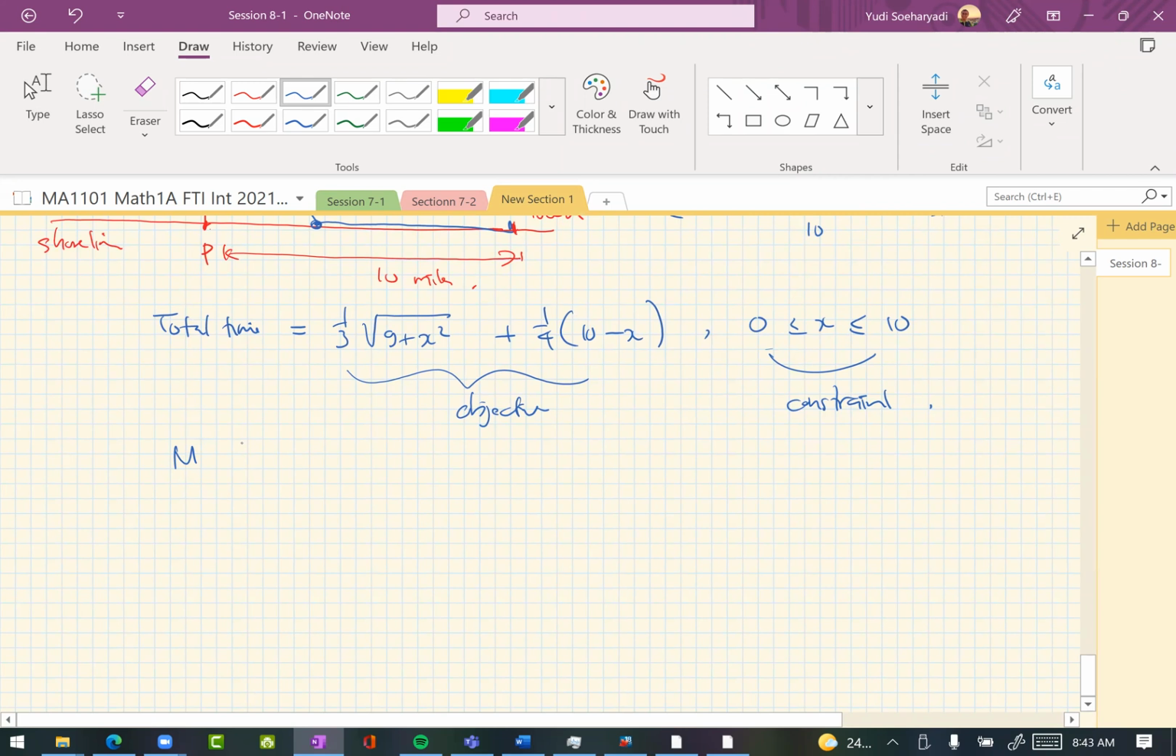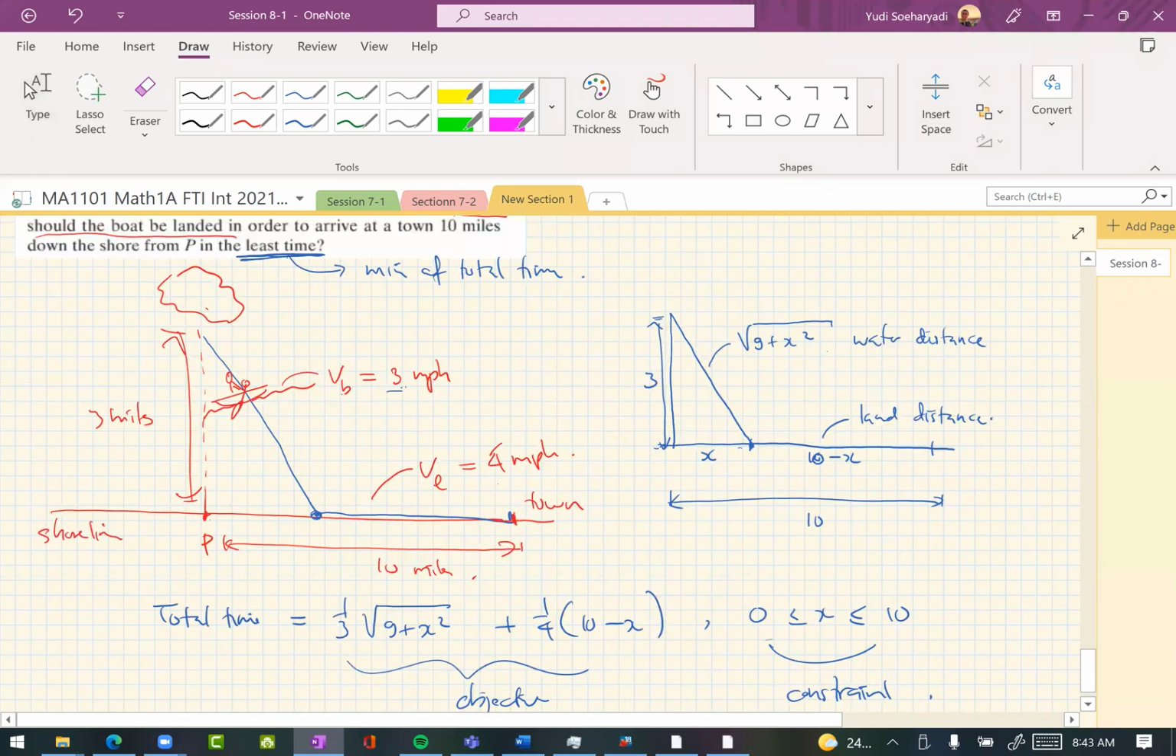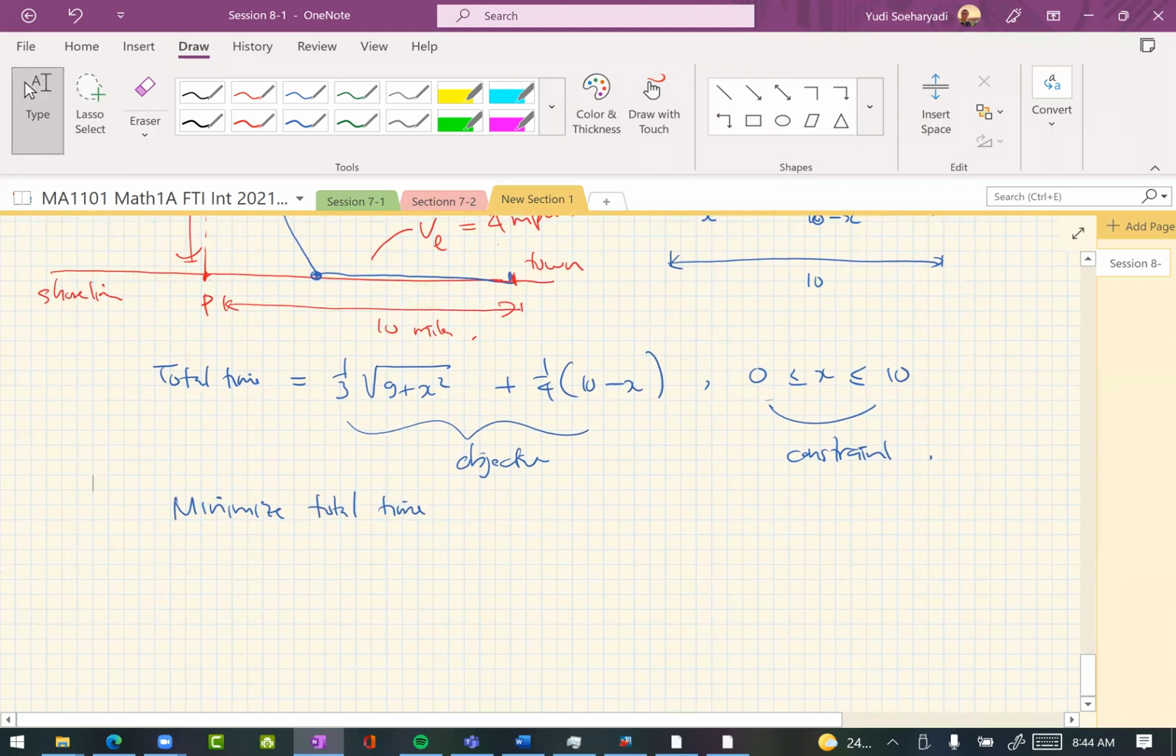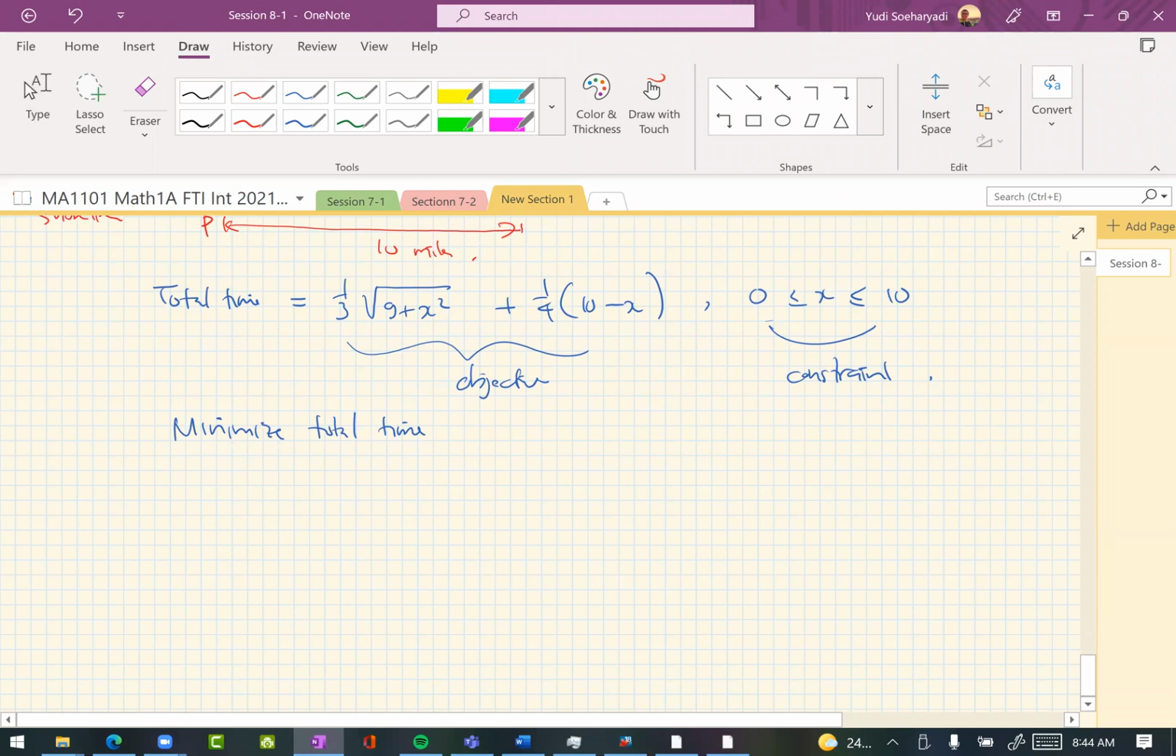So can I have a question? Yes, sure. For the velocity, why is it turned into 1/3 and 1/4? Because you divide the distance by speed. Oh, okay. Of course, you can write this as a division, but that's the same thing.